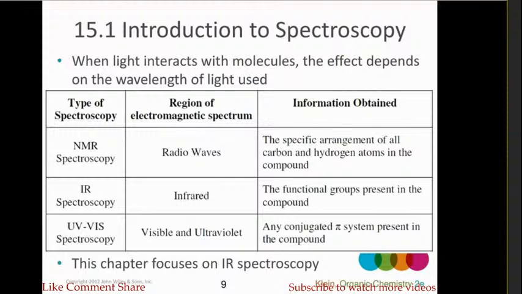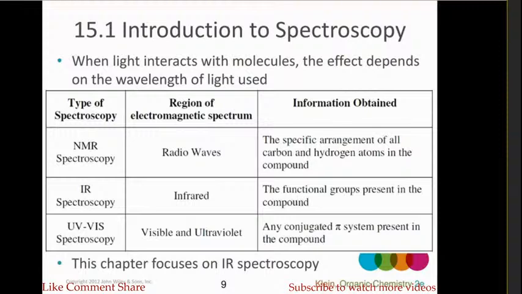Another one is NMR spectroscopy. It uses radio waves. What information is obtained from NMR? It gives the specific arrangement of all carbon and hydrogen atoms in the compound. Another one is the functional groups present. IR spectroscopy, this FTIR spectroscopy, depends fully on the functional groups present on the cell surface. Please understand.